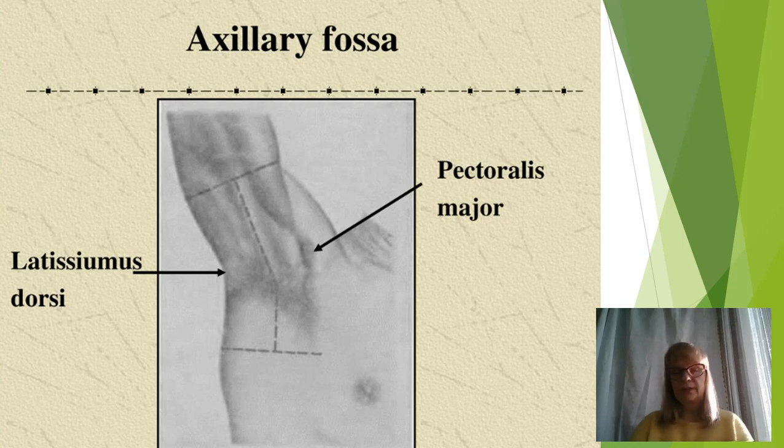Pectoralis major, I remind you from the previous lecture, is one superficial muscle of the thoracic cage. The posterior fold is formed by latissimus dorsi, one superficial muscle of the back which covers the widest portion of the lower back, and it inserts to the crest of the lesser tubercle. Another name of this crest is the medial border of the intertubercular groove.